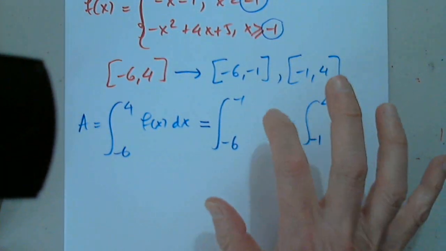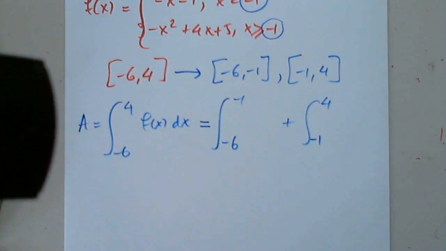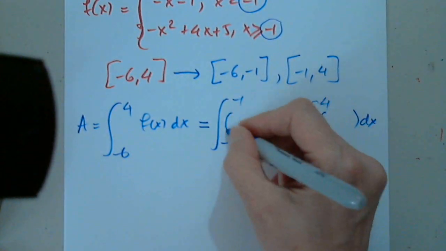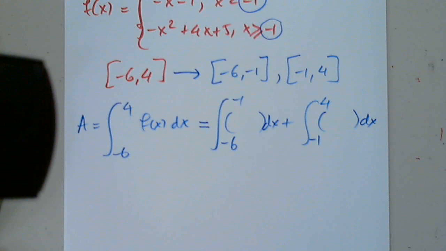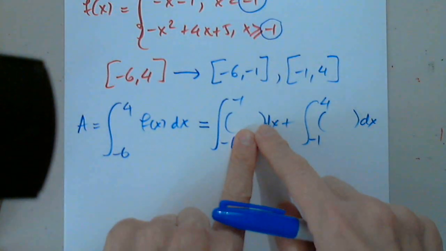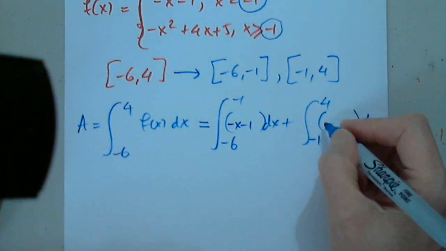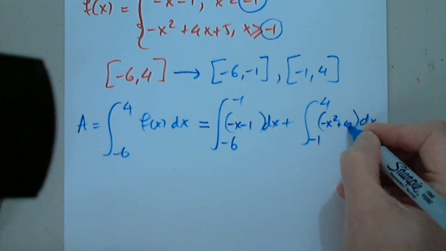And now what do I write here and here? You have to be very careful. What I write here, and of course dx. And what do I write here? And of course dx. The first one would be negative x minus 1, that's it, and then the second would be the second function, of course. Negative x squared plus 4x plus 5.